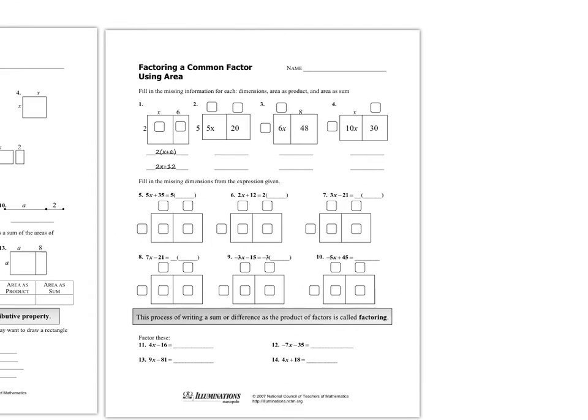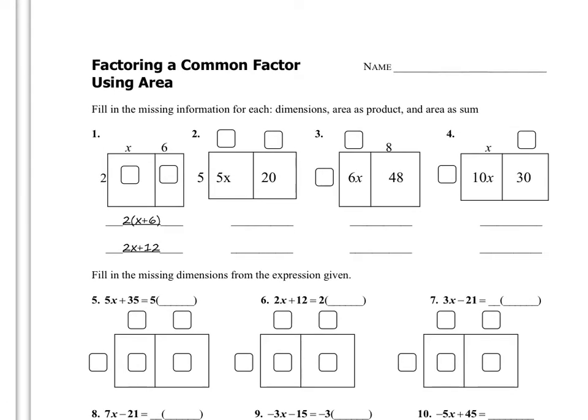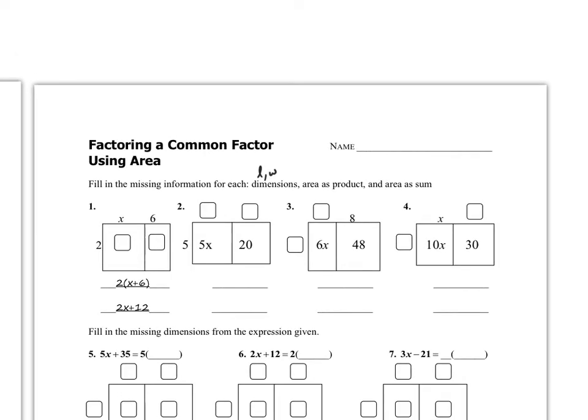So here we go. This is going to be page 1 of the handout that you'll be doing today, and I'm going to introduce it. It's called factoring, and I will explain what factoring is in just a moment. It's called factoring a common factor using area. Fill in the missing information for each: the dimensions, which are length and width, the area as a product, and the area as a sum. So let's go ahead and figure out what those instructions mean. It's important to understand the instructions.